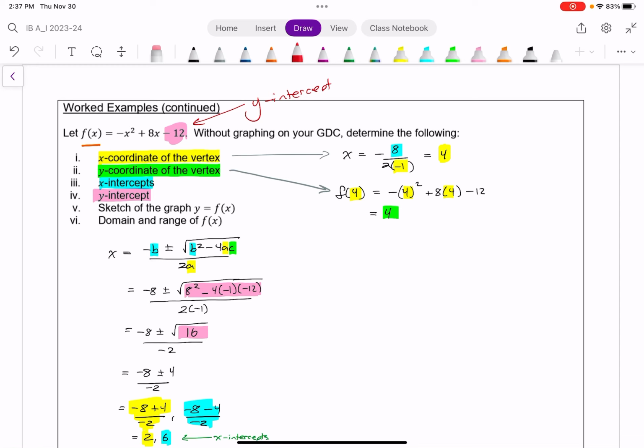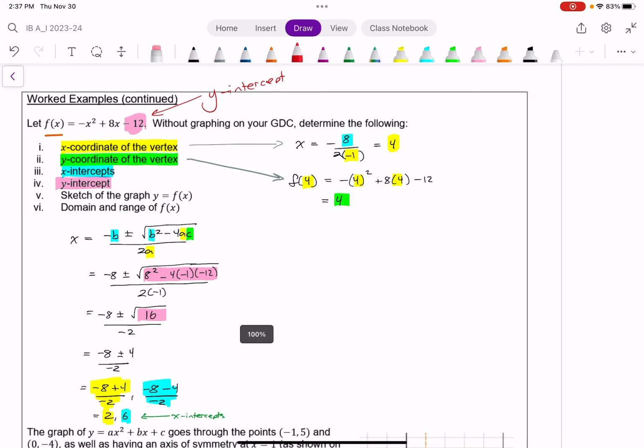Because the y-intercept for any function is the value, it's your output when you replace x with 0, because the y-axis is anywhere your x coordinate is 0. So if you substitute x with 0, every term that has an x becomes 0 and essentially vanishes. And so all we need to look at is the negative 12 there. And so there's our y-intercept.